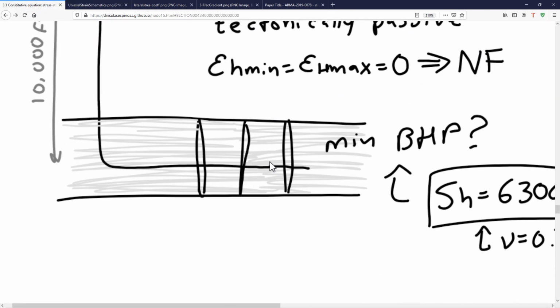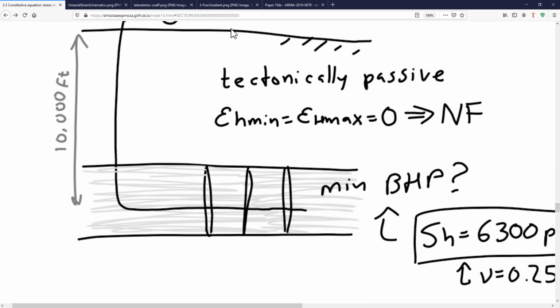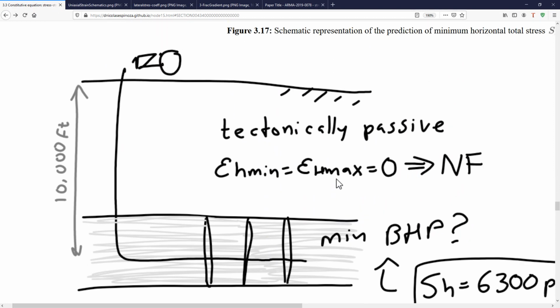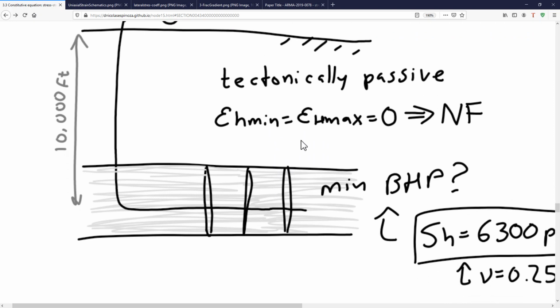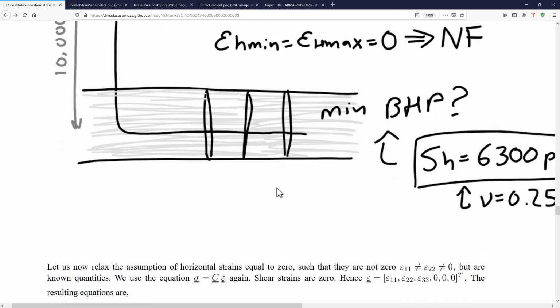All right, let's now relax a little bit these boundary conditions in which I assume that there are no horizontal strains. What about if I do have horizontal strains? If I'm close to a tectonic plate and I do have large horizontal stress as a result of a shortening of the Earth's crust in the horizontal direction.